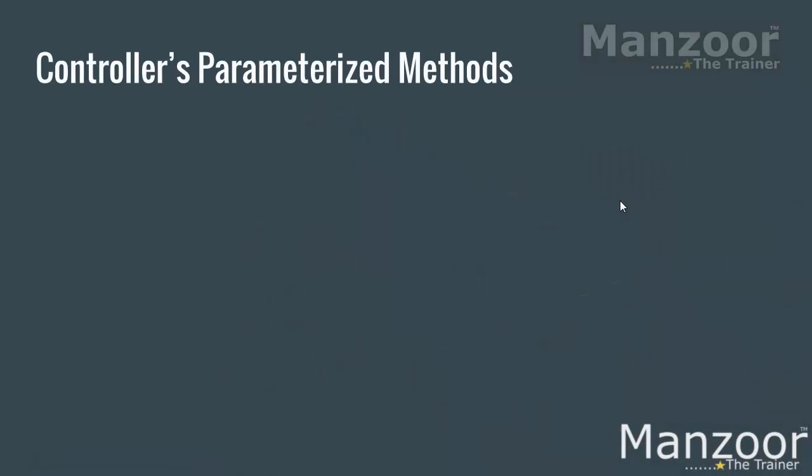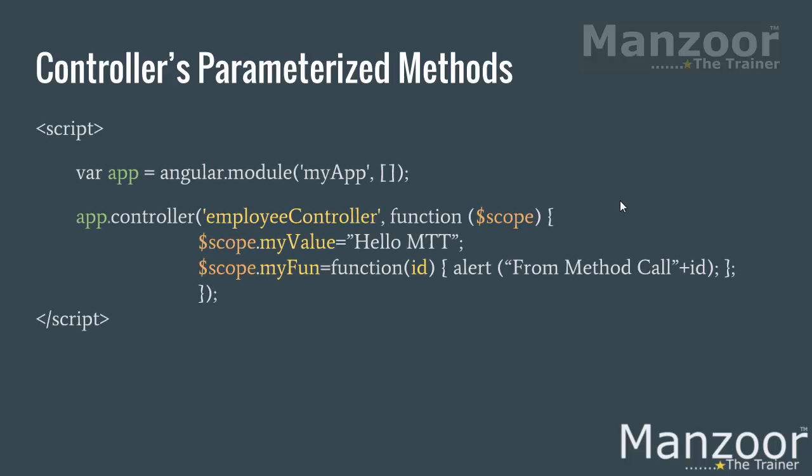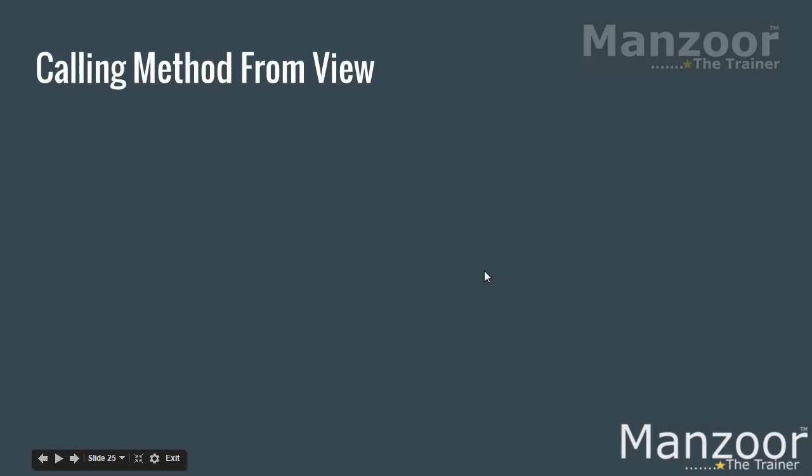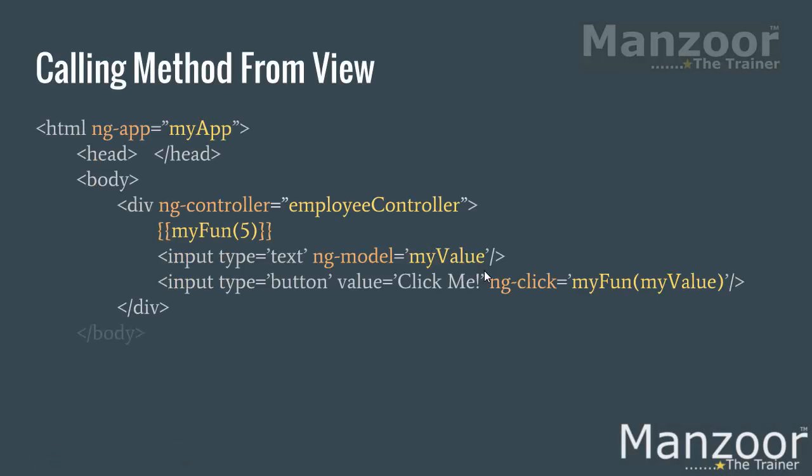Now, let us see how to define a parameterized method for a controller. So again, it is simple, the same thing. You have a function. In this function, I can pass a parameter like ID and I can use that. So how do I call these things? In the same way, on click, I can pass a model value or some values.